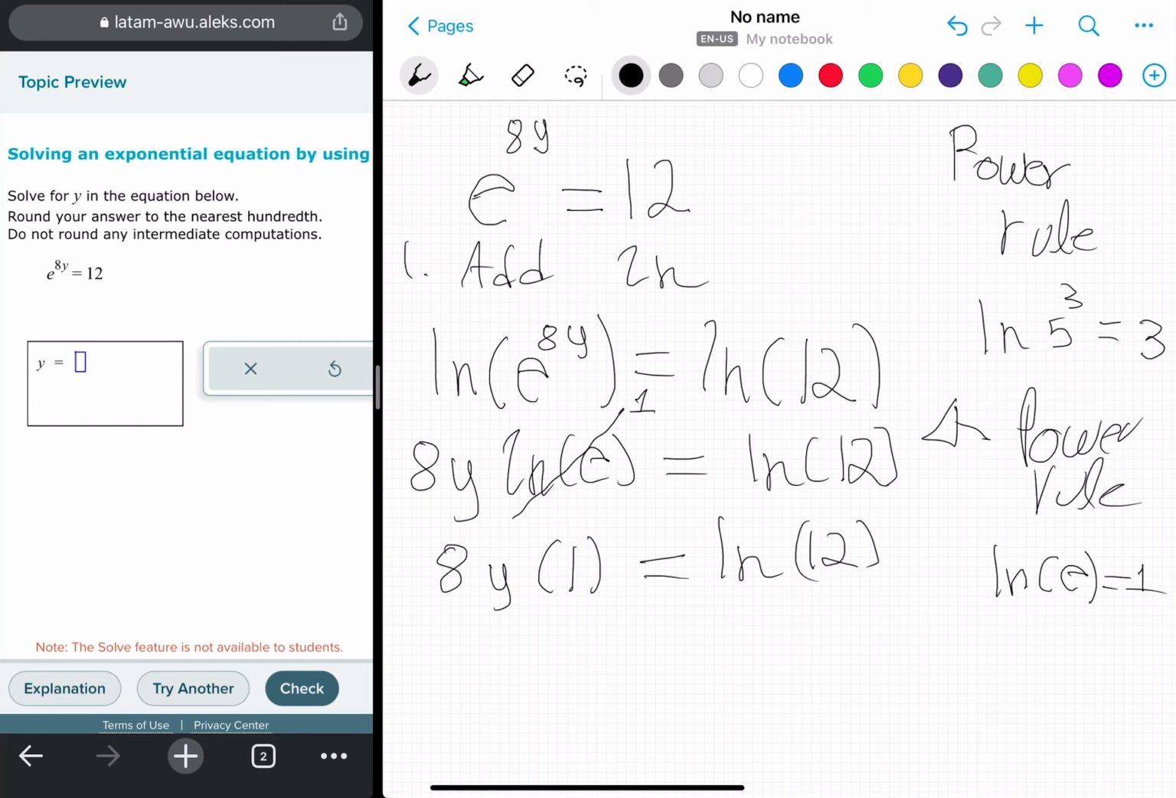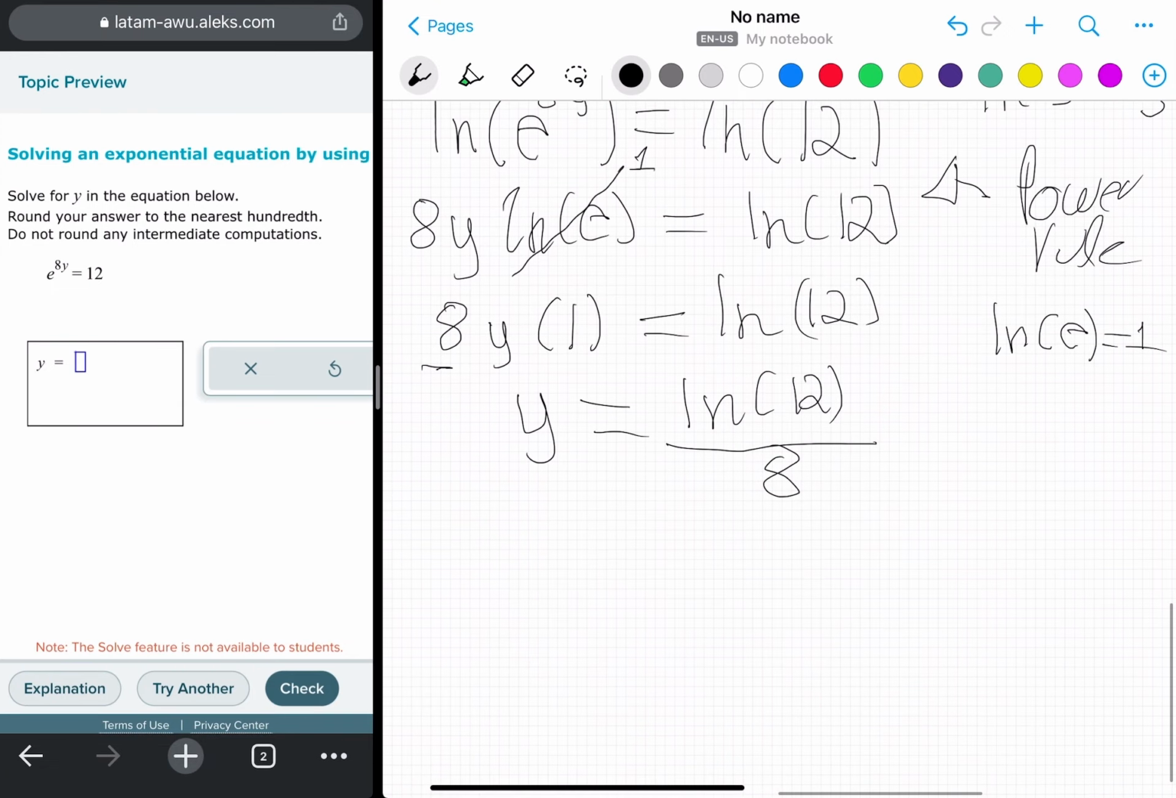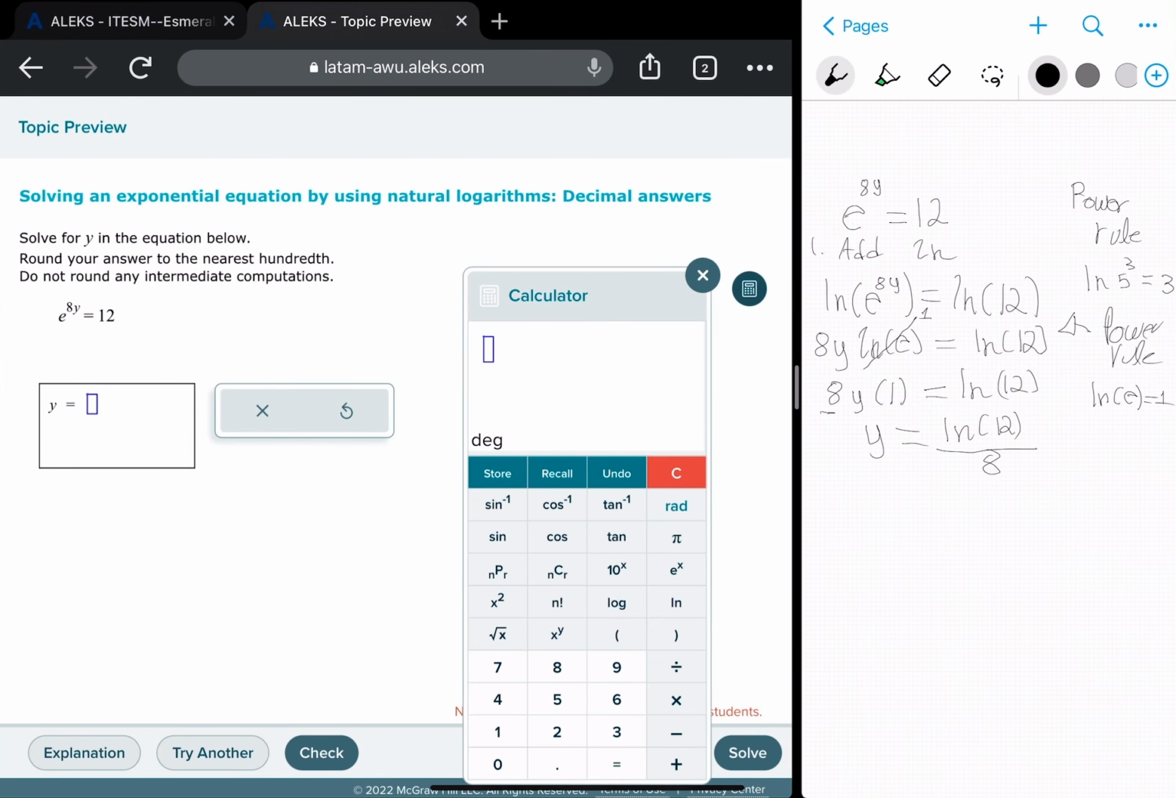Okay, now here 8, I don't want it here, so I'm moving it to the right side, dividing, and that way I have y alone. But Alex is asking me to give a decimal number, so I need to use a calculator here. So I will input this natural logarithm of 12.